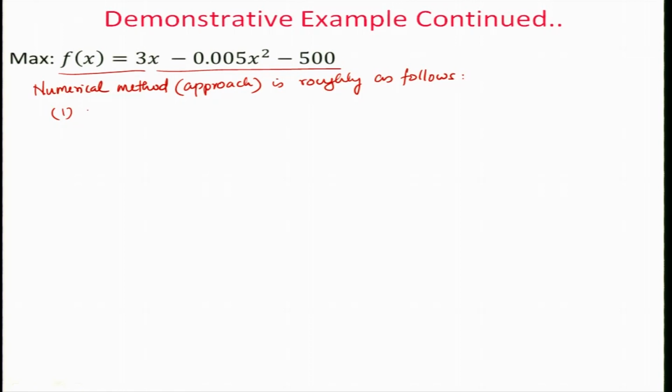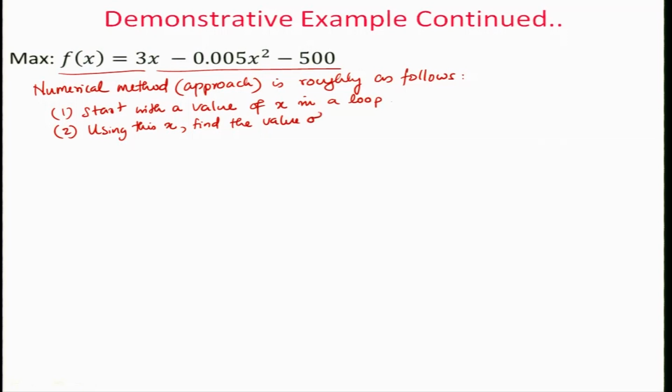First, start with a value of x in a loop. Okay. Then using this x, find the value of f of x. Okay. So, you first start with the value of x in a loop, a computer loop, a programming loop, in which you put a particular value of x, and for that you find the value of f of x.